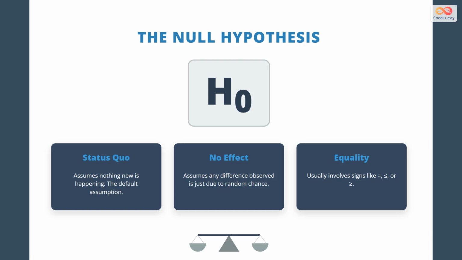The first step is to define the null hypothesis, denoted as H0. This represents the status quo, or the assumption that there is no effect or no difference. It is the boring result. For example, if you are testing a new medicine, the null hypothesis would say the medicine has zero effect. We always assume the null hypothesis is true at the start of our test.